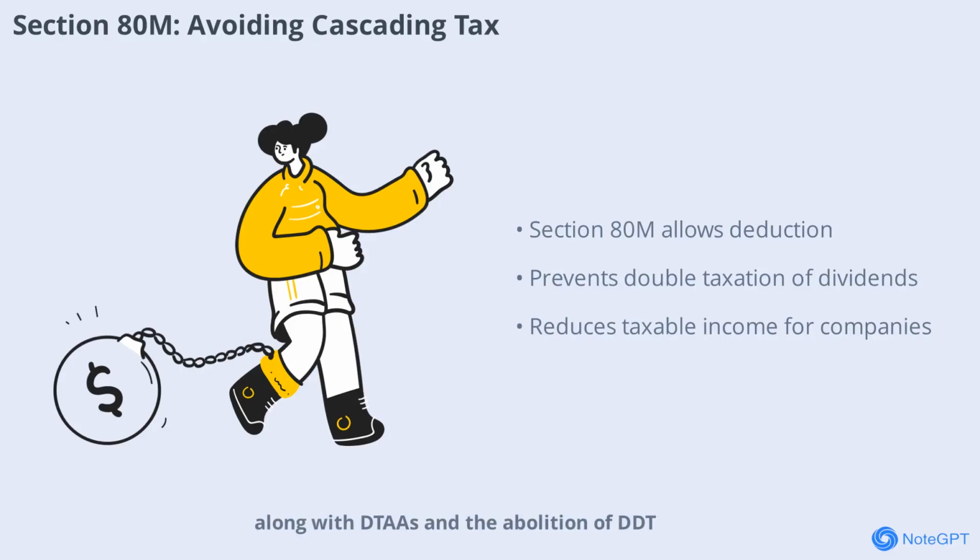Section 80M, along with DTAs and the abolition of DDT, forms a comprehensive approach to minimizing economic double taxation in India.